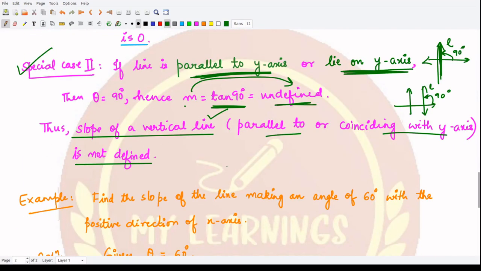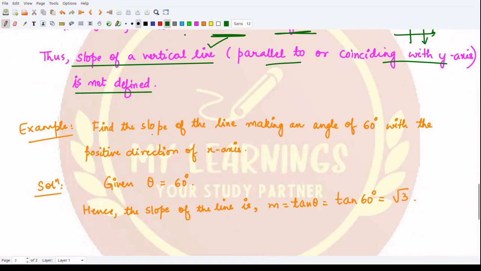So therefore we can see an example here. Find the slope of a line making an angle of 60 degrees with the positive direction of the x-axis. So here the angle is given to us as 60 degrees. So the slope would be calculated by taking the tan of that given angle, which is 60 degrees. So tan 60 degrees we know is square root 3. Hence the slope of the line is square root 3 in this particular case.